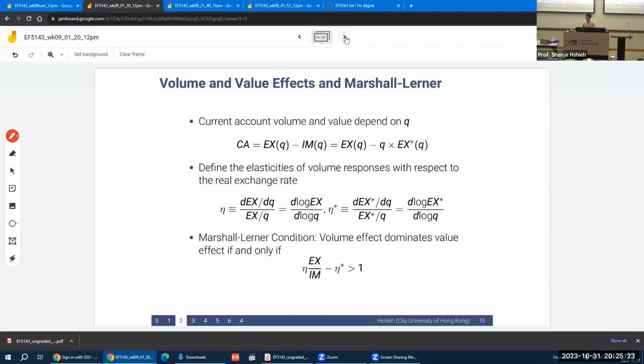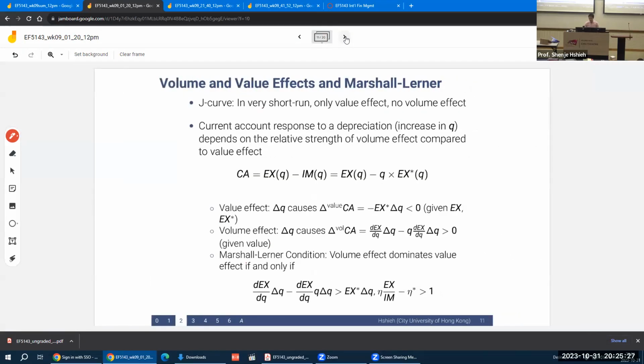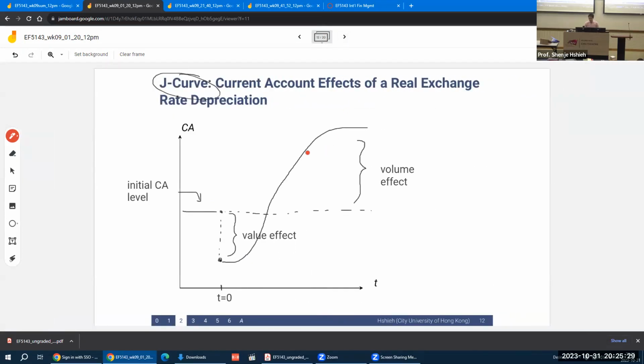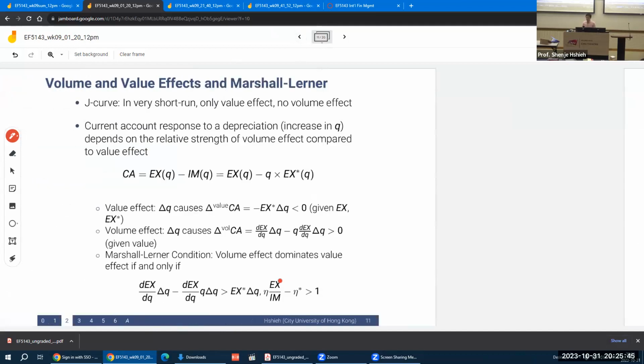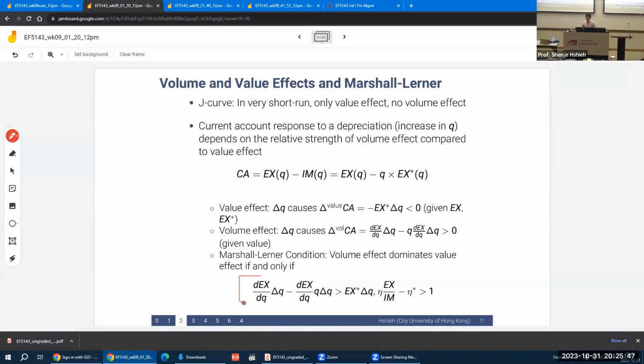The Marshall-Lerner condition equation I've already explained, so I'm going to skip it. And this is the J curve I've already mentioned before, but I'll give you a theoretical graph here. The example I gave you was Serbia. The thought experiment is the following, based on this equation here.